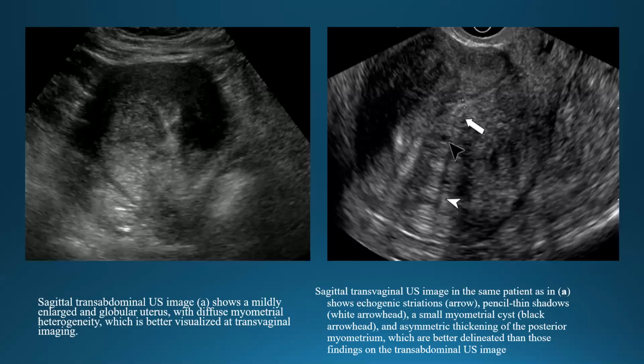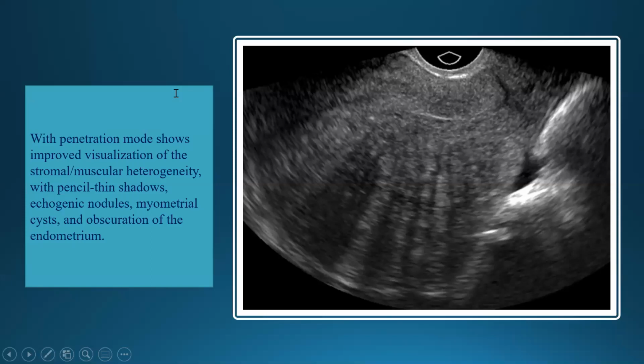That's why it's very important to evaluate the patient with the transvaginal ultrasound, and sometimes we need to use the transabdominal, as I mentioned. So these are the shadows of the Venetian blind window, as I mentioned. With the penetration mode, we show improved visualization of the stromal muscular heterogeneity with the pencil thin shadowing, as if you wrote it with a pencil, the echogenic nodules, the myometrial cysts, I told you, very important, and the obscuration of the endometrium. You cannot sometimes tell where is the interface between the endometrium and the myometrium.